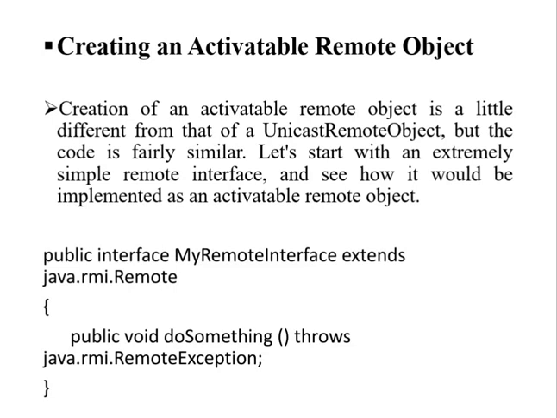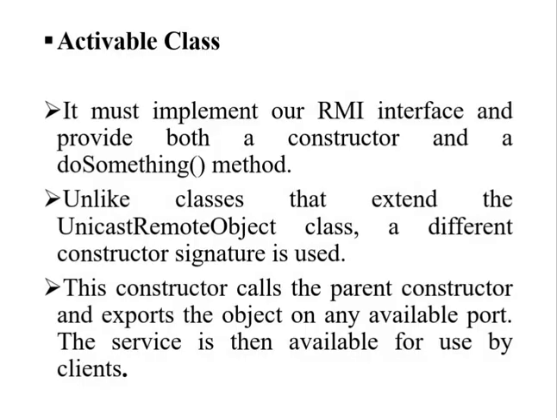The next step is to add an extension to the java.rmi.activation.Activatable class. It must implement our RMI interface and have a constructor as well as a doSomething method. A different constructor signature is utilized than in classes that extend the UnicastRemoteObject class. This constructor invokes the parent constructor and exports the object to any port that is available. Clients can then take advantage of the service.